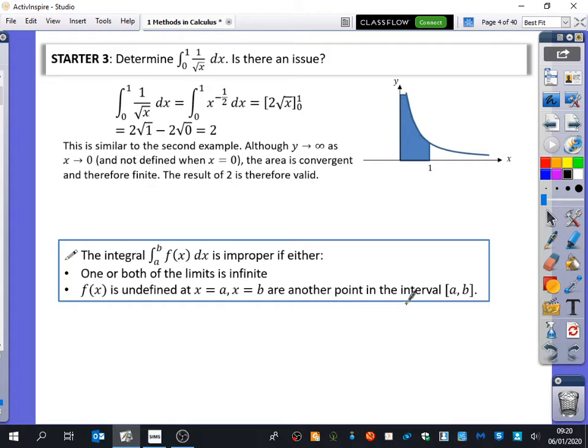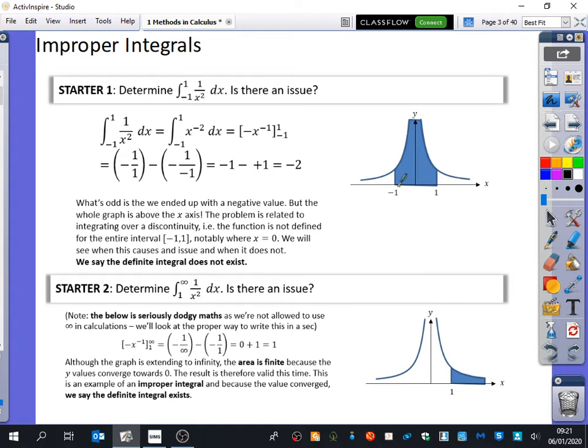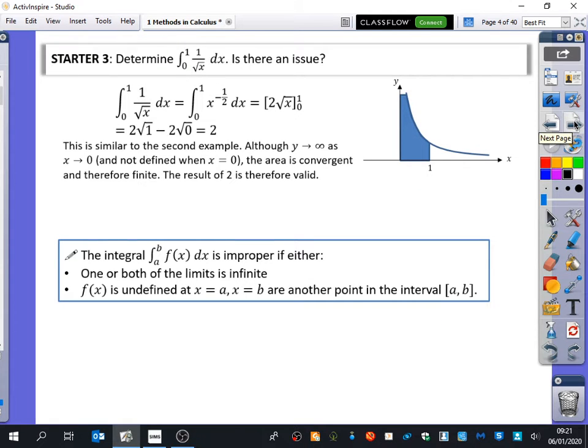So it says the integral that we have here is improper if either one or both of the limits is infinite, which is what we were just talking about, or if the function is undefined at a or at b, or if there is another point in the interval between a and b where it is undefined. So for example, this one here is undefined at a, at the beginning part of it, and this one here is undefined at some part in between a and b. It's undefined at 0. So improper integrals are going to allow us to deal with this particular set of types of integration things that we've got here.